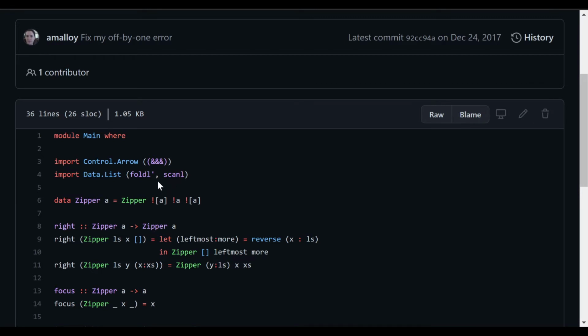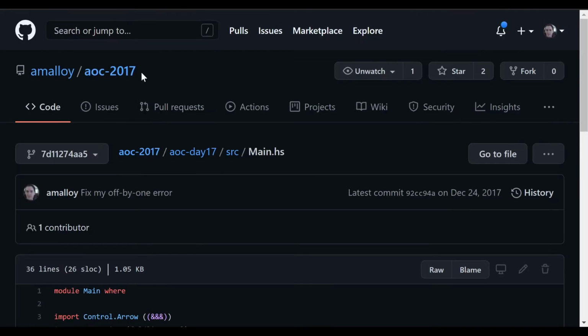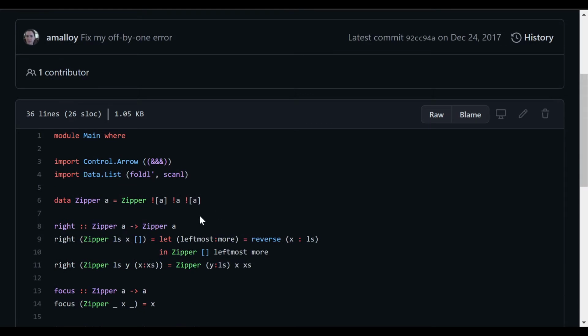And so what I've written here in this 2017 day 17 is the kind of classic zipper for lists. Although there's multiple different formulations of the concept of zipper, and the ones that I'm familiar with these days have an official name. I know there's a Hewitt zipper. I don't know if mine is a Hewitt zipper.